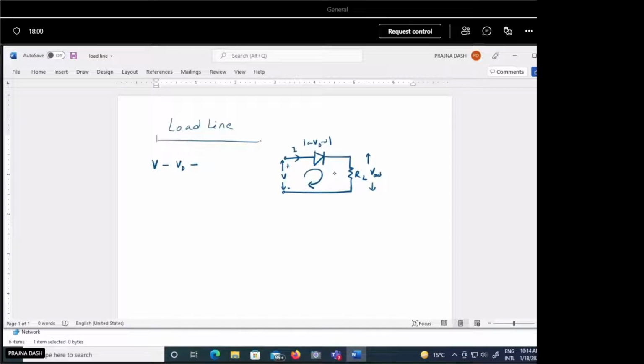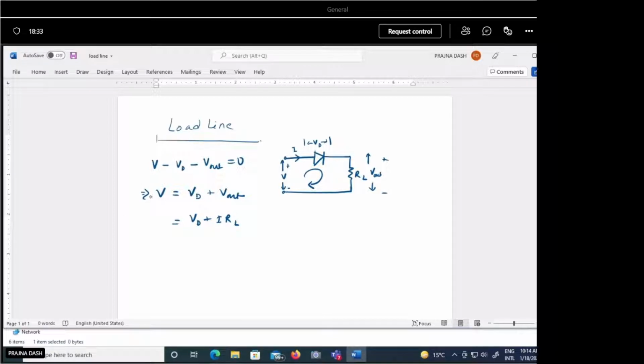This output voltage, this V out, is equal to zero. This will be Kirchhoff's voltage law. So we can represent this V as equal to this diode voltage VD plus your V out. So what is this V out? V out is nothing but the current I flowing through this, so we can have this as I into RL.